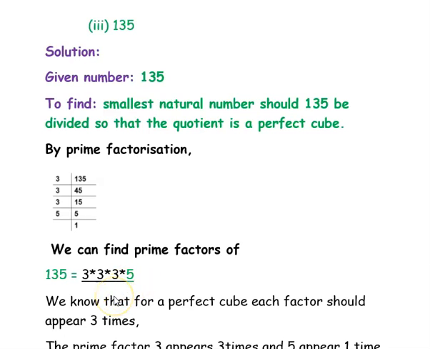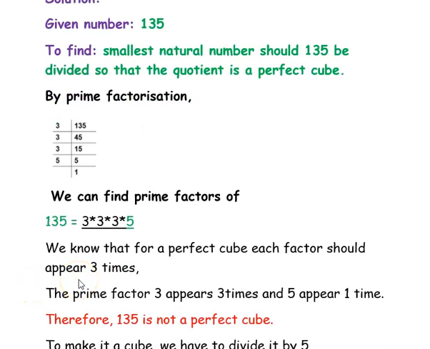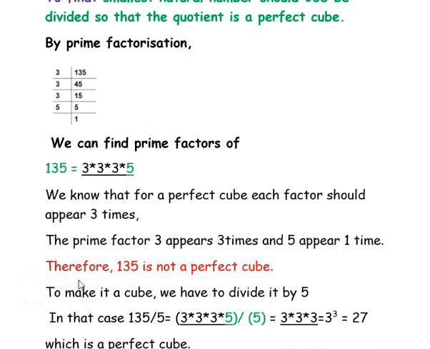For a number to be a perfect cube, each factor should appear 3 times. But here 3 appears 3 times, while 5 appears only 1 time. So 135 is not a perfect cube. To make it a perfect cube, we have to divide it by 5. If you divide by 5, you will get only 3 into 3 into 3, which will be a perfect cube because 3 appears 3 times.